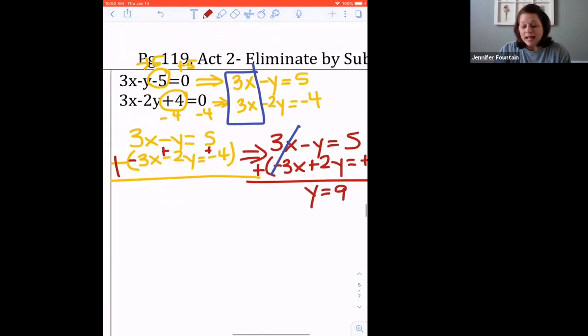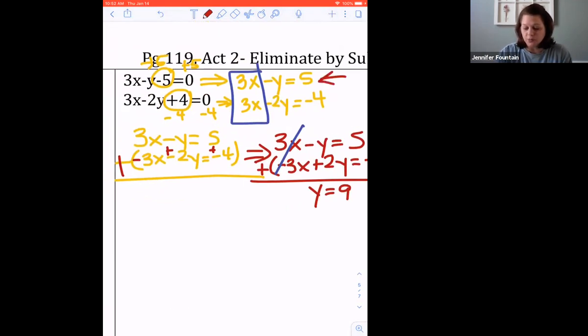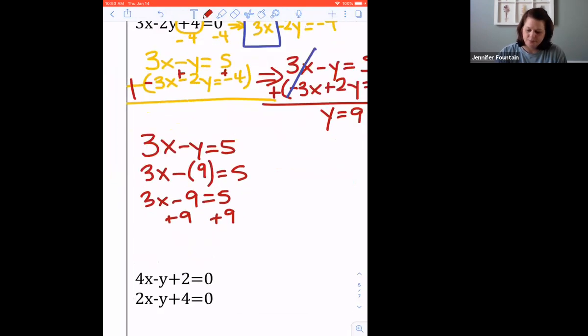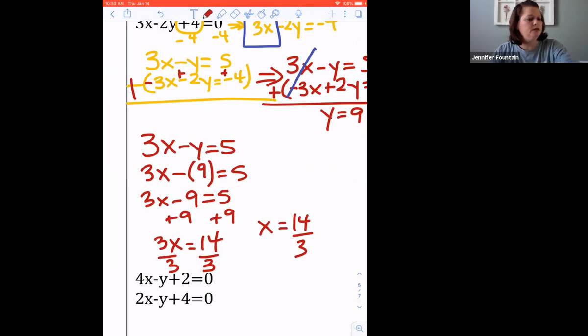So if y equals 9, I can plug that into, I'm just going to start with that first little equation up here, 3x minus y equals 5. And now I'm going to plug in 3x minus, I'm going to put my 9 in parentheses, equals 5. So 3x minus 9 equals 5. So I'm going to add 9 to each side. And 3x equals 14. Divide by 3, divide by 3. X equals 14 over 3.